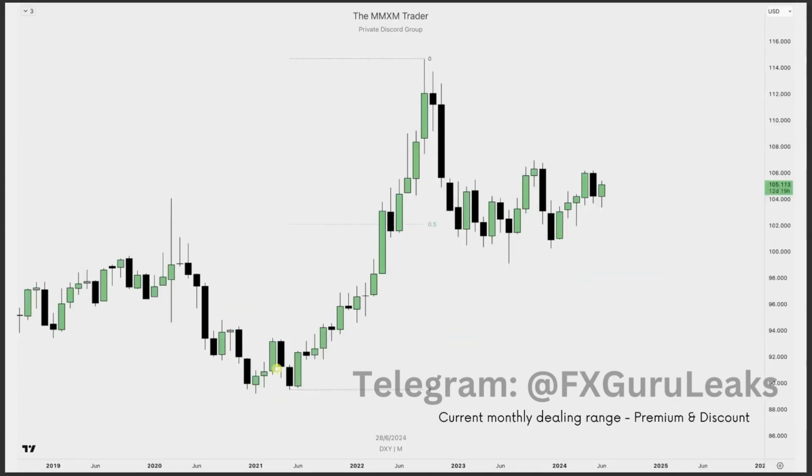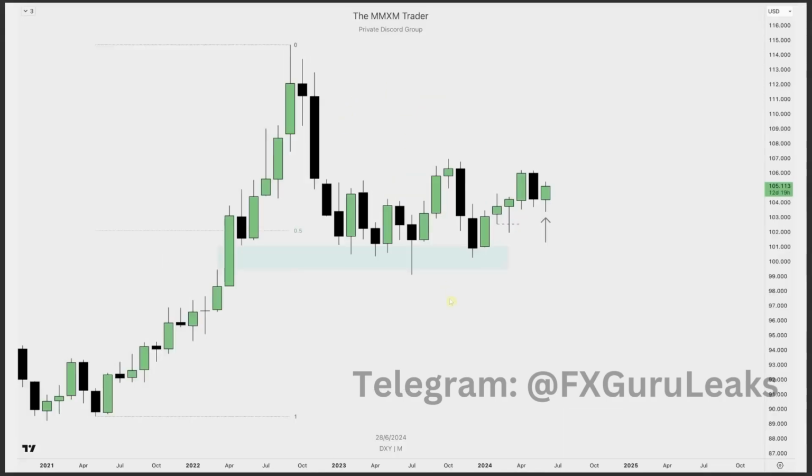So next, we'll draw out our premium discount of the range, right? We have our discount low down here up until this premium high up here, and now we know what level is discount and what level is premium. Everything below that 0.5 is discount and everything above it is premium, right?